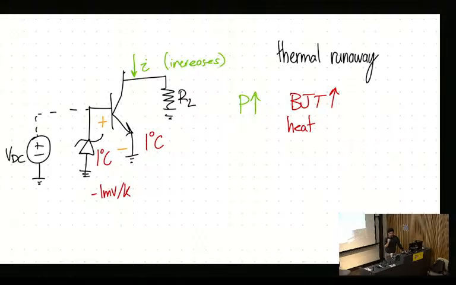Was that a power BJT? Because you have to be consuming quite a lot of power to notice this problem. Yeah, if you're not operating it as an actual power amplifier, then you don't really notice this as a problem. Do you remember what the current was there?